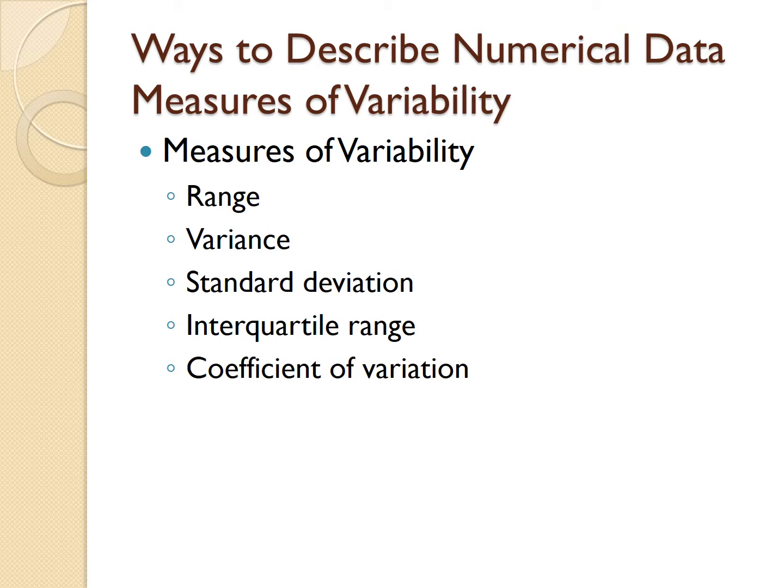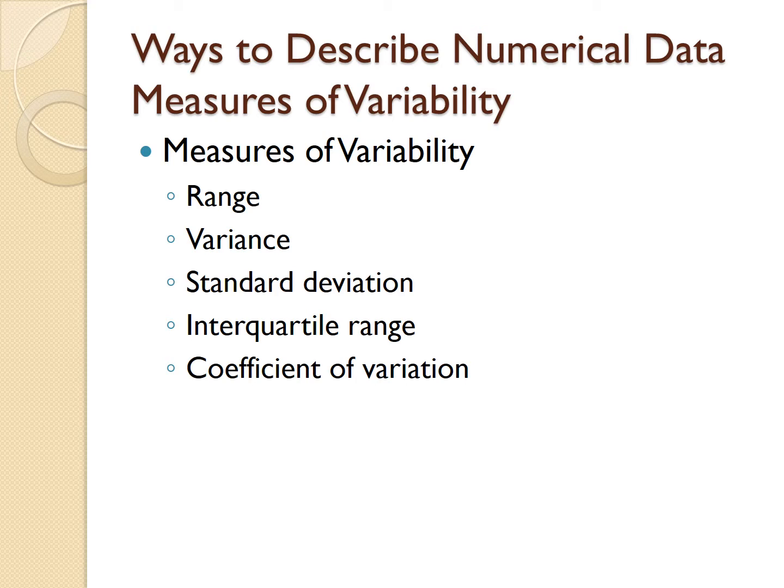Range is the difference between the largest and the smallest observations. It's often used when the purpose is to emphasize extreme values of a distribution. Variance measures how far observations are spread out. Standard deviation is the average distance of values from the mean.